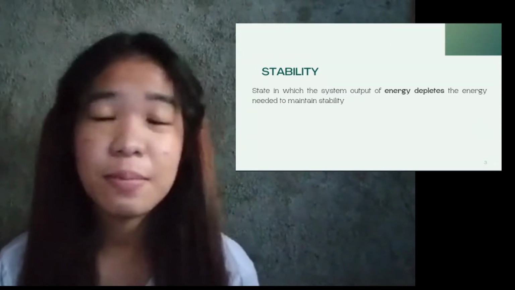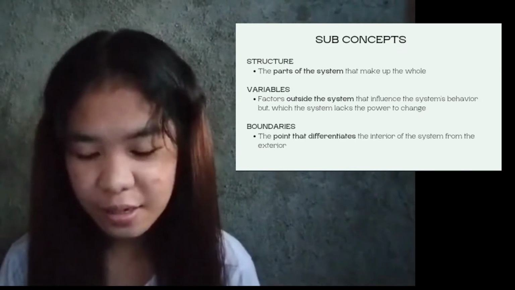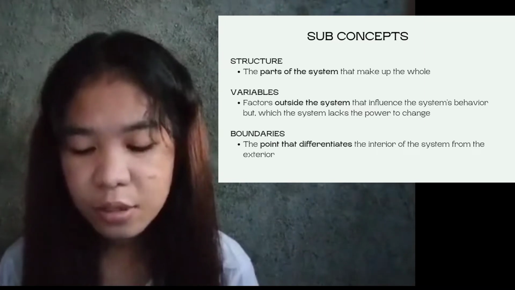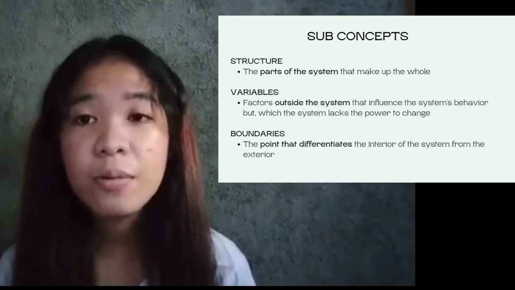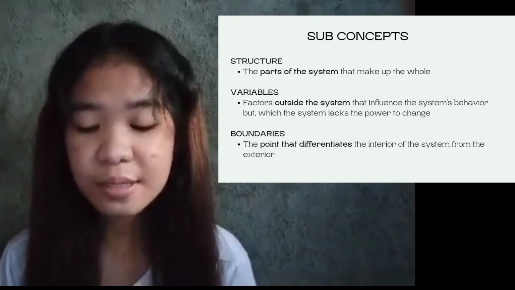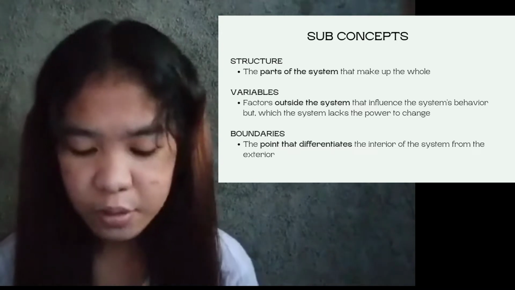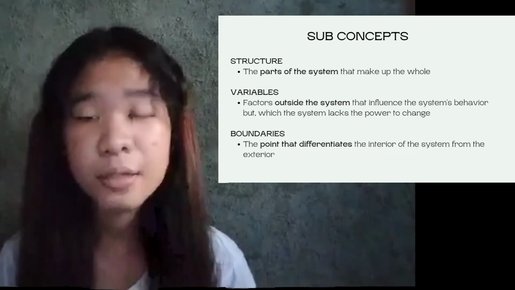The next is the subconcepts. Subconcepts has 3: structure, variable, and boundary. Structure is the parts of the system that make up the whole. According to Johnson's theory, number 1 is structure. For example, the gastrointestinal system: stomach, sigmoid, colon. In each subsystem, she believed that there is a structure. Variable, lacking power to control a particular thing, is called a variable. A variable is nothing but a stressor. The next is boundary. She believed that in a behavioral system, we all have a boundary, a point that differentiates the interior of the system from the exterior. There is a boundary in our behavior. For example, when we behave in certain ways with certain people, we have a boundary with them.